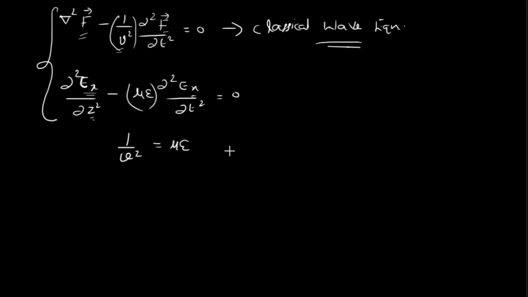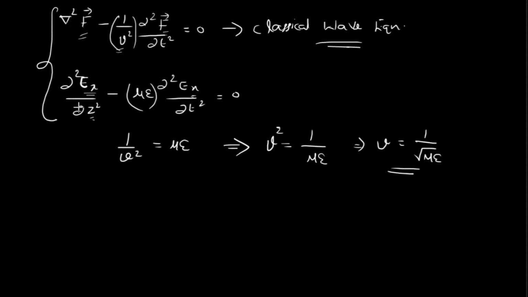So what does this tell me? If 1 by v square is mu epsilon, I will write it this way: v square is 1 by mu epsilon. This directly tells me that the velocity v is 1 by square root of mu epsilon. This is a very important result. See, now I have the velocity. The velocity of uniform plane wave is 1 by square root of mu epsilon.